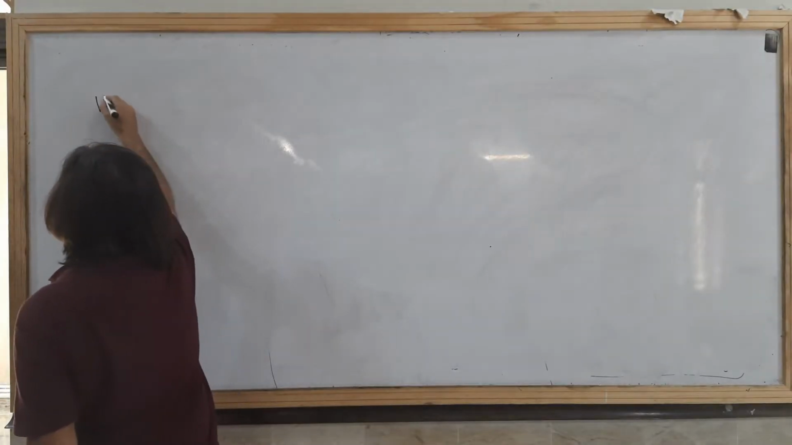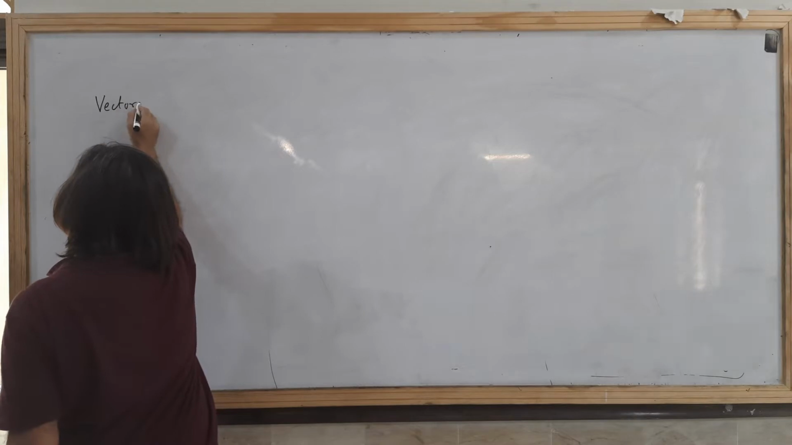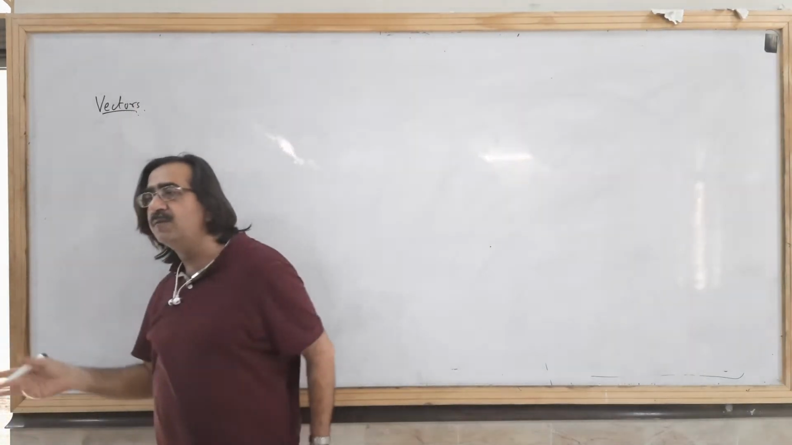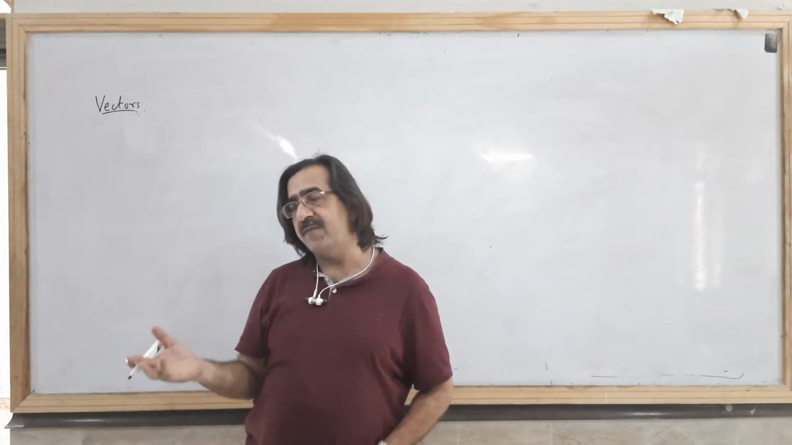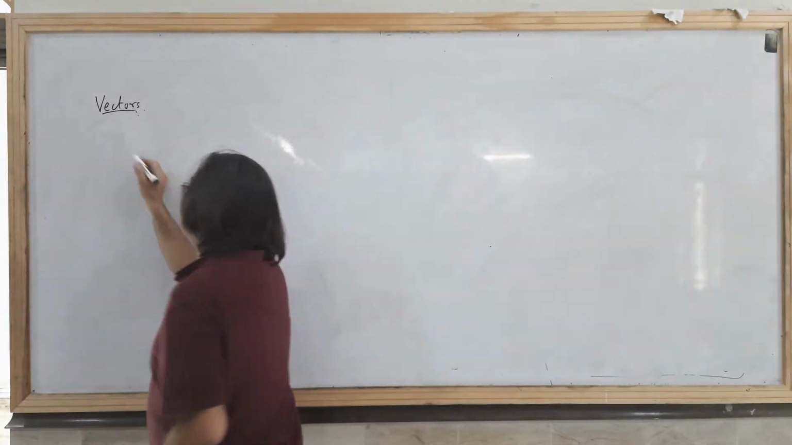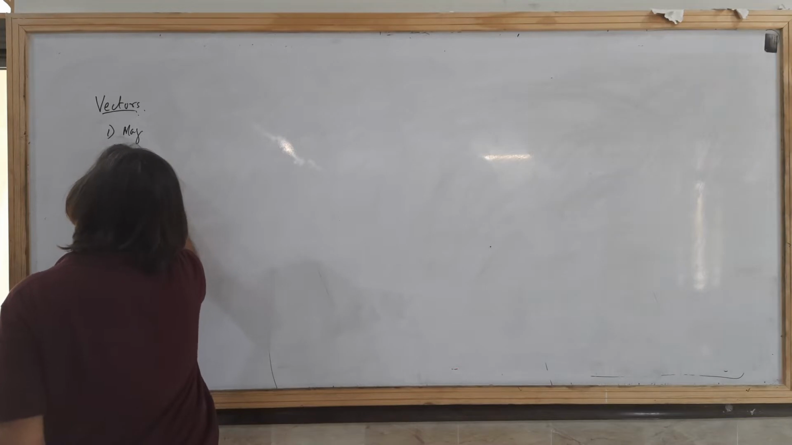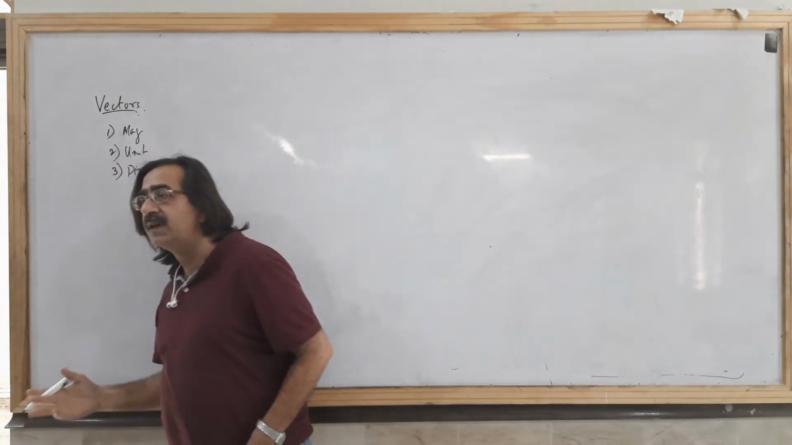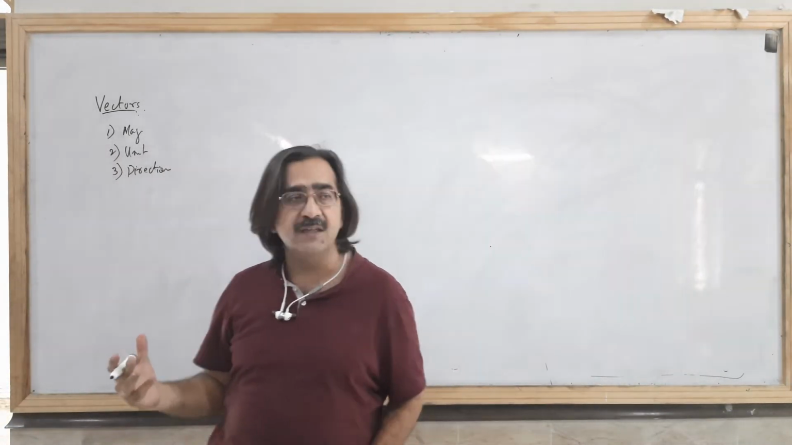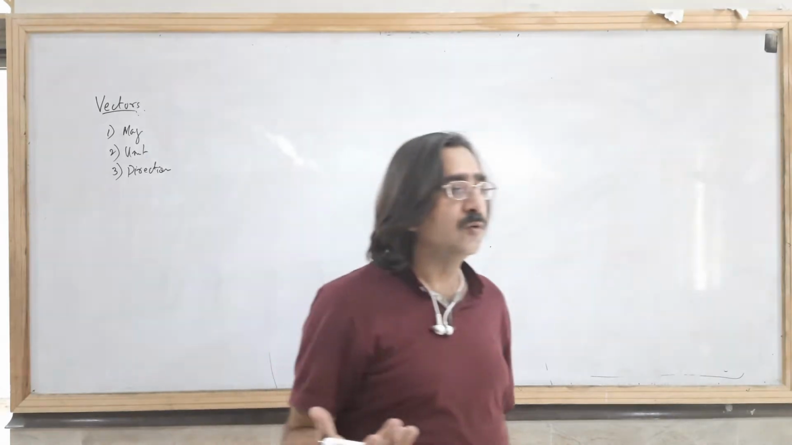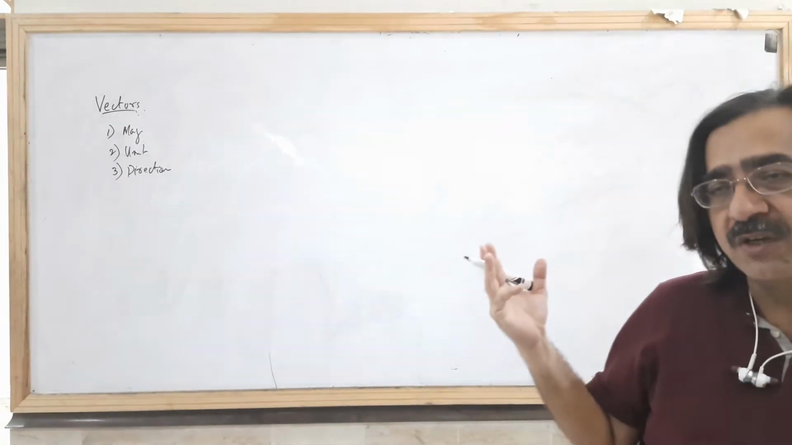What is a vector? Conventionally, in physics we say that a quantity which has magnitude, unit, and direction is defined as a vector. This was the conventional definition.